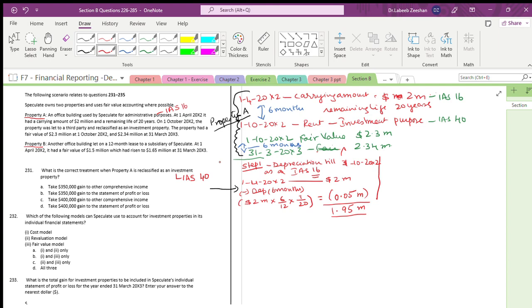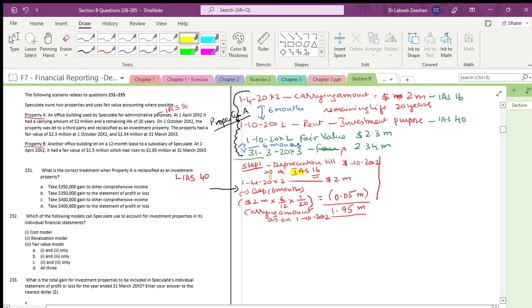This is the carrying amount as on 1/10/2002. We have done this as per IAS 16. Now step 2. Next, step 2. I will put it like this. This is step 1. This is step 2. Fine.